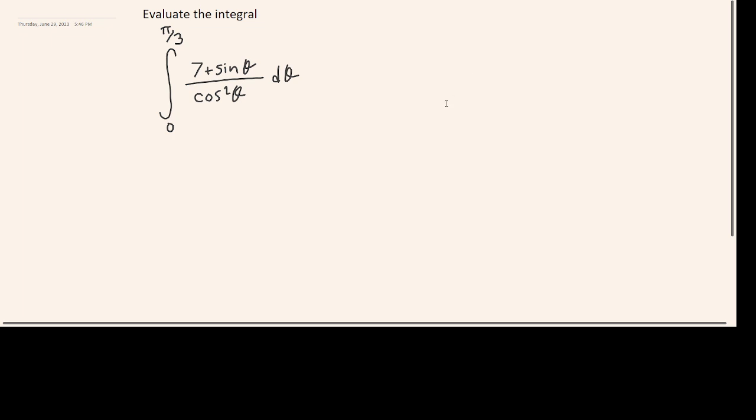Okay, so let's evaluate the integral from 0 to pi thirds of (7 plus sine theta) divided by cosine squared theta d theta. Now taking a look at this, we'll notice that it's not a standard integral. We can't really use any u substitution, so we're going to see if we can do some trig identities. So first, let's take a look at the integrand, which is (7 plus sine theta) divided by cosine squared theta.